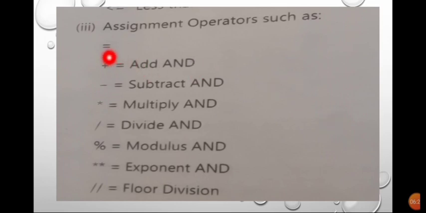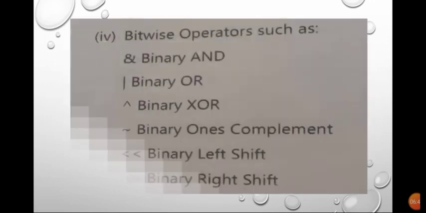So this operator, plus equal to, represents add and. This represents subtract and. This, asterisk and equal to, represents multiply and, then divide and, modulus and. Then exponent and, floor division. So these are the operators used in Python.